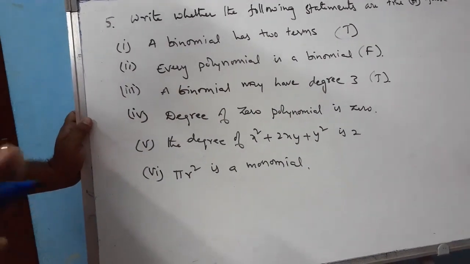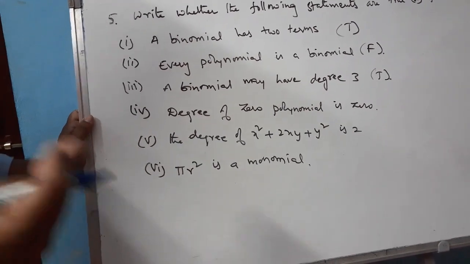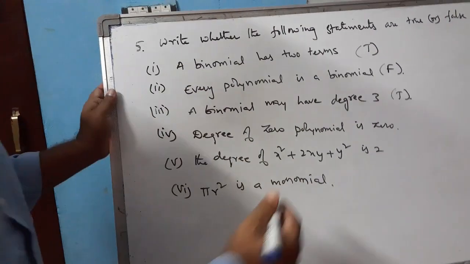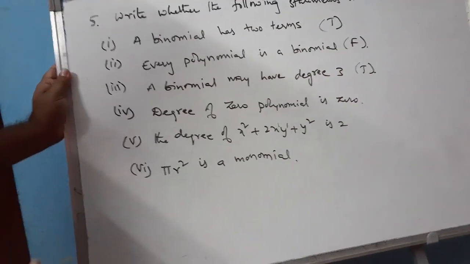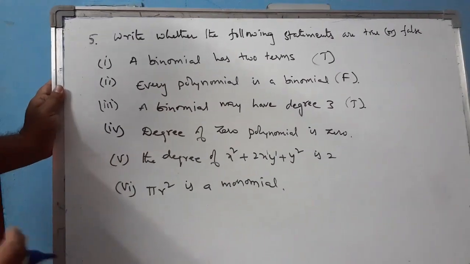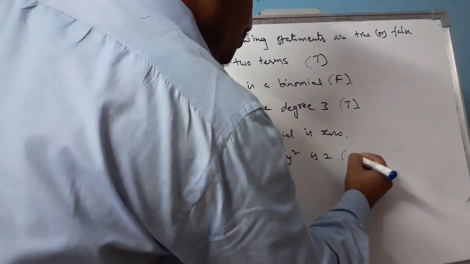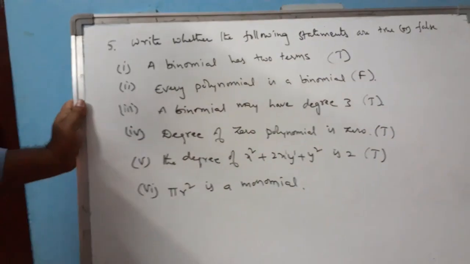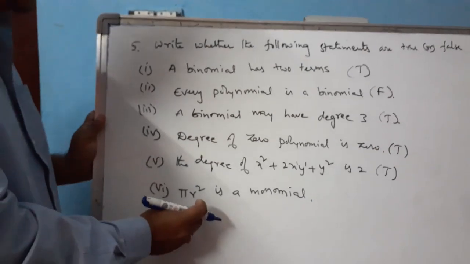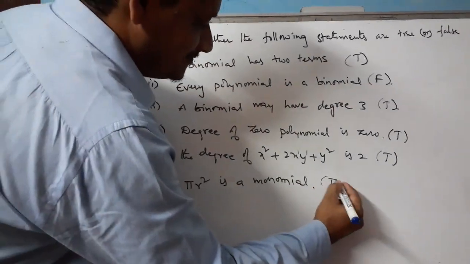So the fifth one, the degree of x square plus 2xy plus y square is the highest power among them. The first term is x square, the degree is 2. The second term is 2xy. If you add the powers, it is also 2. The third term is y square, the power is 2. So three of them, the powers are 2. The degree of this polynomial is 2. It is also true. The next one, pi r square is a monomial. Yes, it is having only one term, so it is a monomial. It is true.